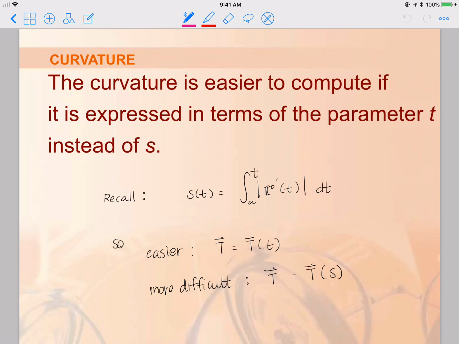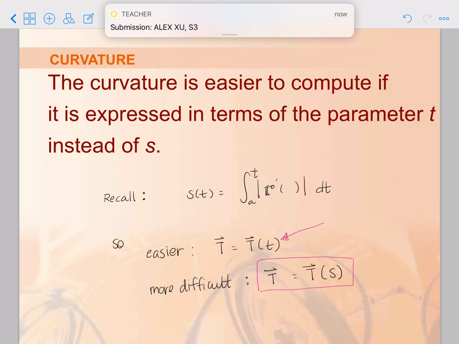Okay, so now computing that is kind of difficult. It's easier to compute the curvature if you can express it as a function of t. More difficult is if you have the curvature just as a function of the arc length. But remember the arc length, and let me erase this.